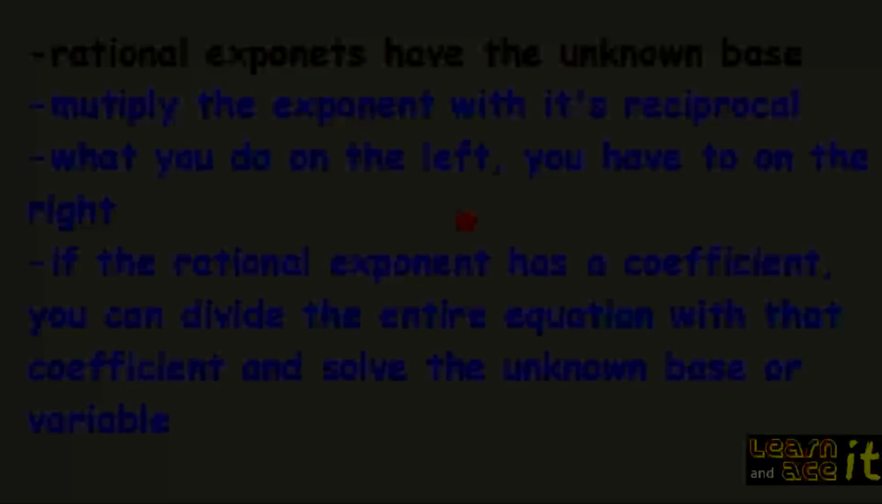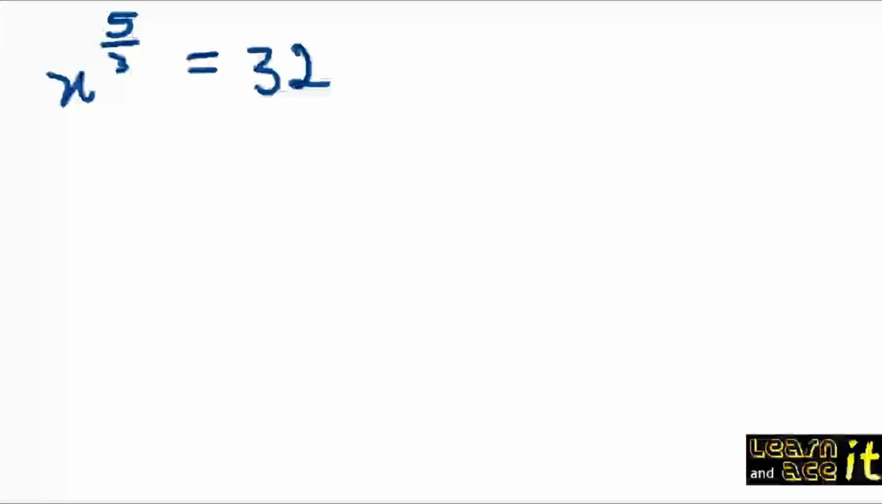Alright, the first example here is x to the power of 5 divided by 3 equal to 32. Now take note that the base is a variable, and now that the base is a variable, our main objective is to make it the subject of the formula. The only way of doing that is to first start off by multiplying the exponent with its reciprocal. So that will be x to the power of 5 divided by 3 multiplied by 3 divided by 5 equal to 32.